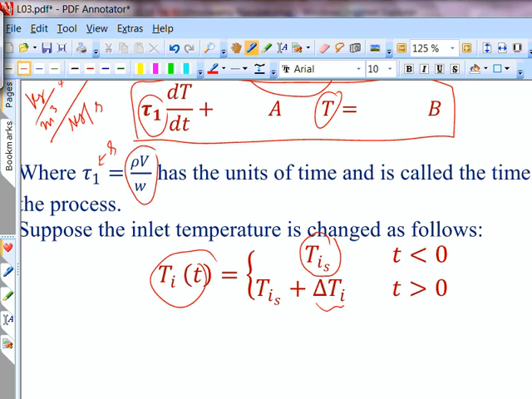So for t less than 0, it's been at a steady state. What we are doing is graphically the following. This is the temperature axis and the time axis. Initially the temperature is at TIS. At a certain time, t equal to 0, I'm increasing it to TIS plus delta TI, the inlet temperature. We increase or decrease, I'm changing it. So the system has to respond, and the response could be something like this. That response is determined by the solution to this particular problem. That's what we're going to do.